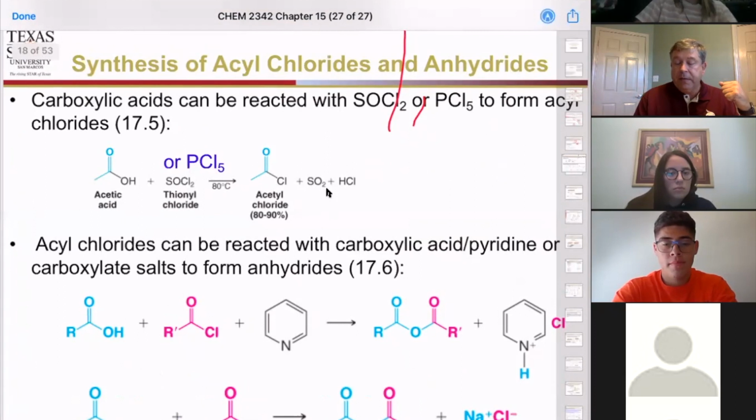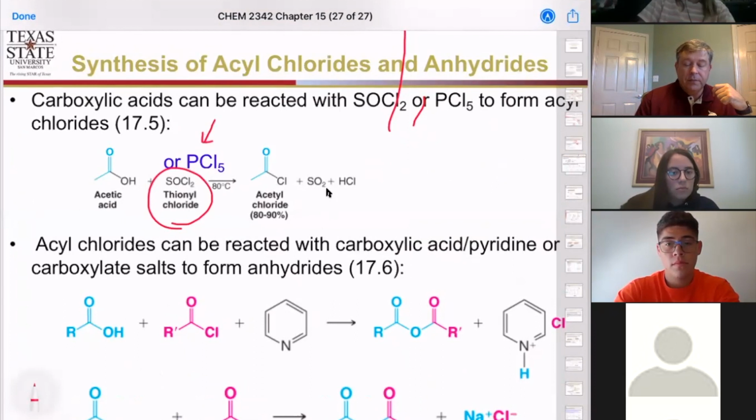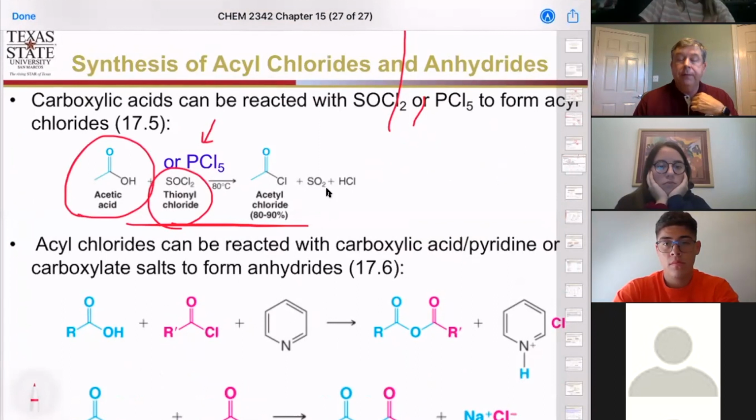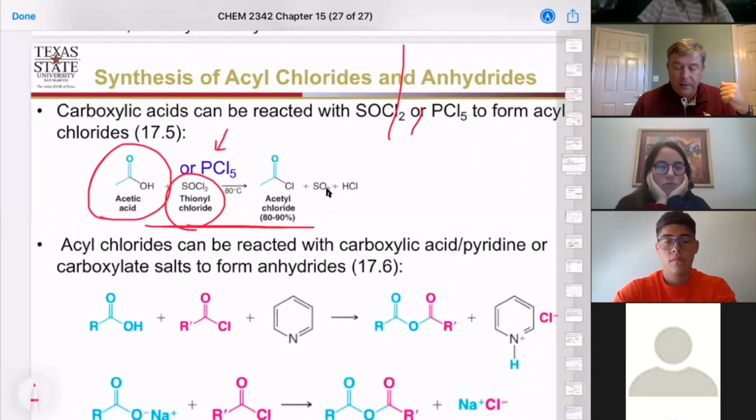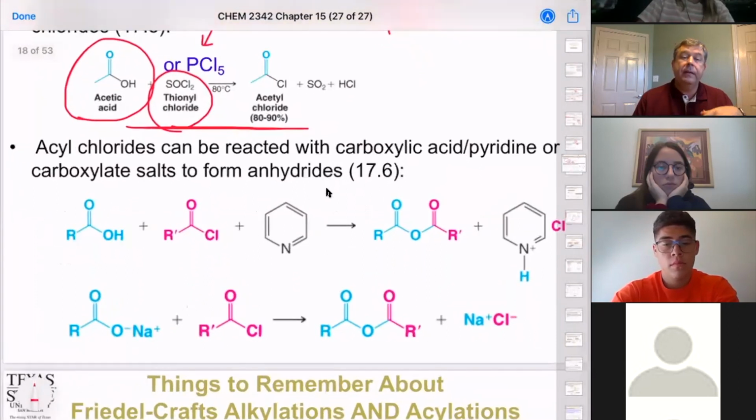We can use some of the same reagents we use to make alkyl halides, the thionyl chloride, or we can use phosphorus pentachloride as well. And that'll convert any carboxylic acid into an acid chloride, okay? And that acid chloride is the reactive species we use for this Friedel-Crafts acylation. The other thing we can use is an acid anhydride. To generate an acid anhydride, we can typically use an acid chloride and either a carboxylic acid or a carboxylic acid salt. Again, we'll go over this in chapter 17, so don't worry about it. This is just where we generate these species.